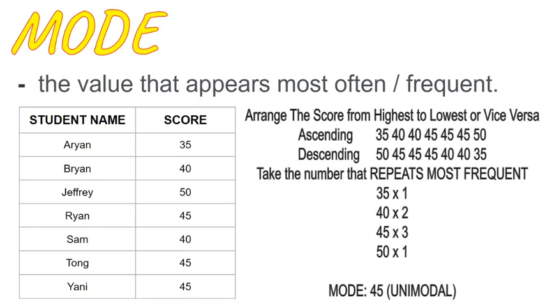Okay, so here, as you can see, we are able to tally that 35 appeared only once, 40 appeared twice, 45 appeared 3 times, and 50 appeared 1 time. So in this case, we have the number 45, which repeats the most frequent. So the value 45 is the mode in this series of numbers or data. Okay, and that's what you call unimodal, because there's only one mode in this data set.